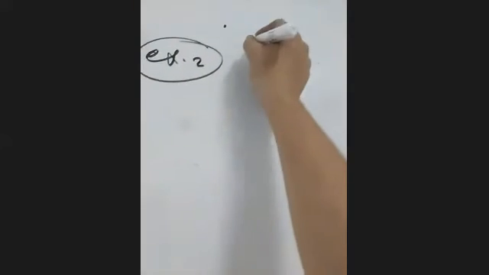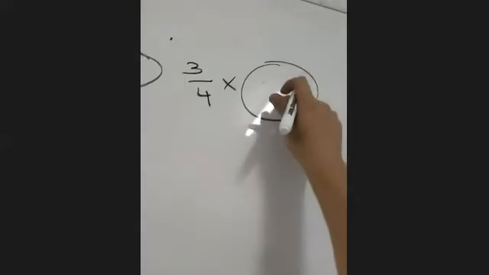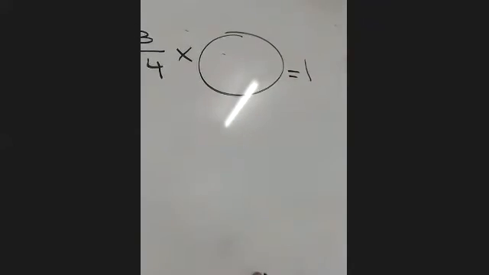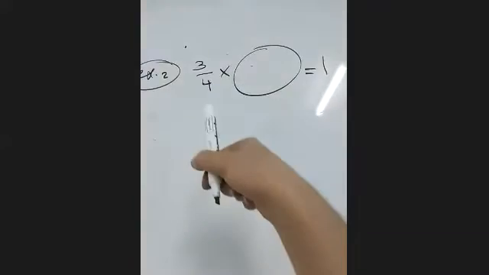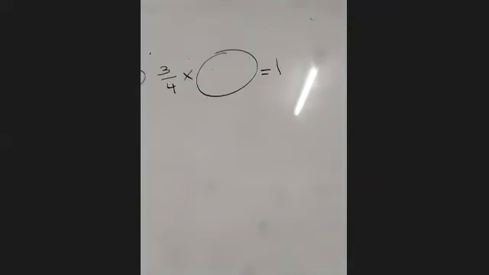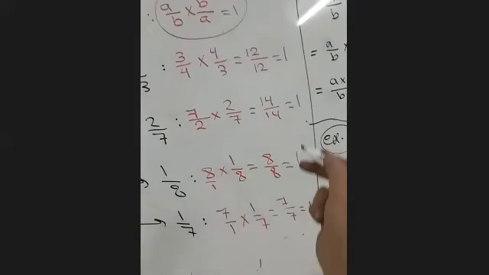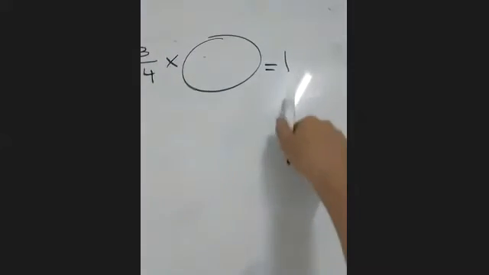Look here. What number multiplied by 3 over 4? We have 3 over 4, and we need to find a number to put inside this circle so that the product, the answer, is 1. The question says, what number multiplied by 3 over 4 has the product 1? If you remember, we said if we multiply a fraction with its reciprocal, the answer is always 1. So what do I need to put here to make the product of these two fractions 1?